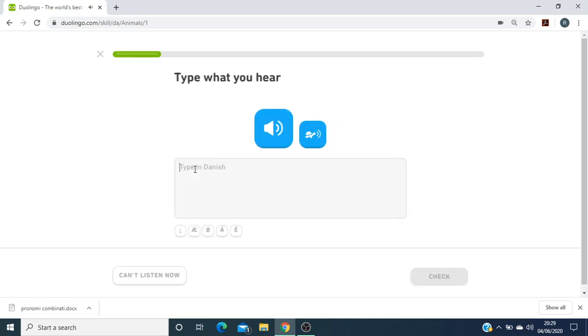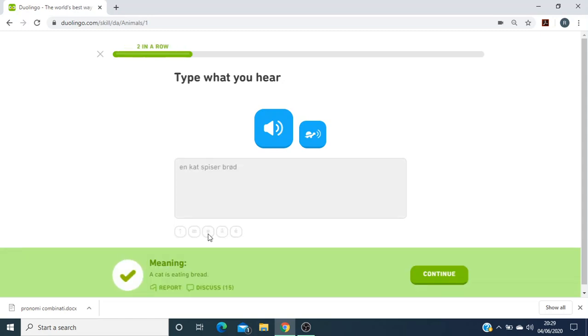En kat spiser brød. Sorry, I missed that because I was coughing. En kat spiser brød. So, en kat. That's just one T, remember from the lesson. En kat spiser brød, wasn't it? A cat eats bread. Not sure if cats should be eating bread, but we'll go with it.